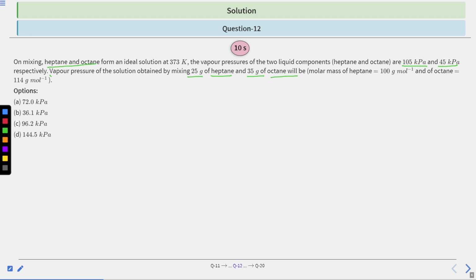So we have to calculate the vapor pressure of the solution. The molar mass of heptane is 100 gram per mole and of octane is 114 gram per mole. Options are 72 kilopascal, 36.1 kilopascal, 96.2 kilopascal, 144.5 kilopascal. You have 10 seconds to solve this question. After that, we will see the answer.